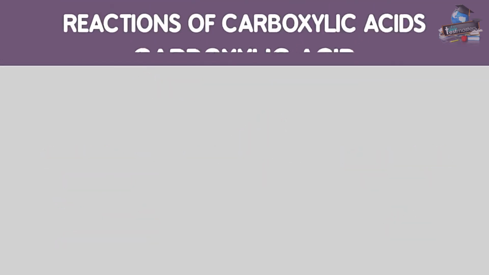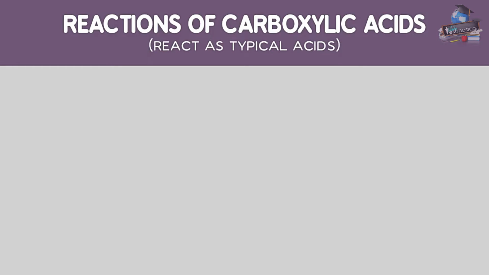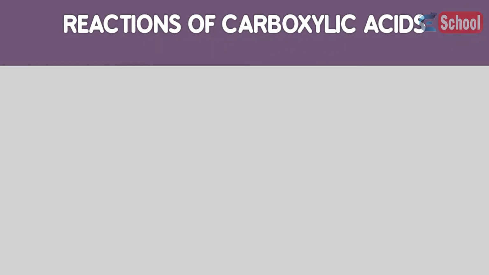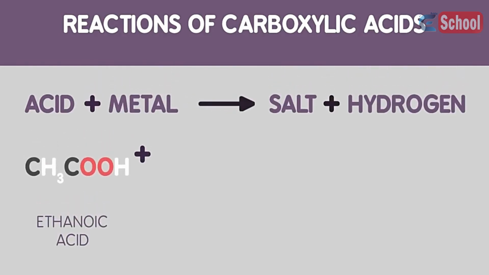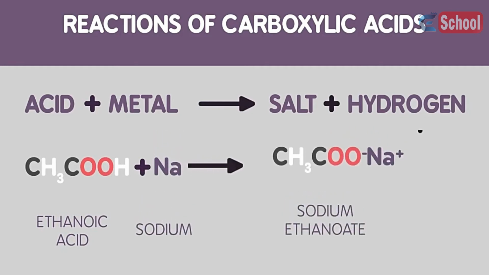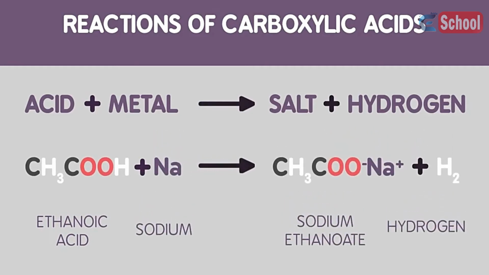Let's have a look at the reactions of carboxylic acids. Carboxylic acids react as typical acids. These are: number 1, acid plus metal goes to salt plus hydrogen. For example, ethanoic acid plus sodium to sodium ethanoate and hydrogen.